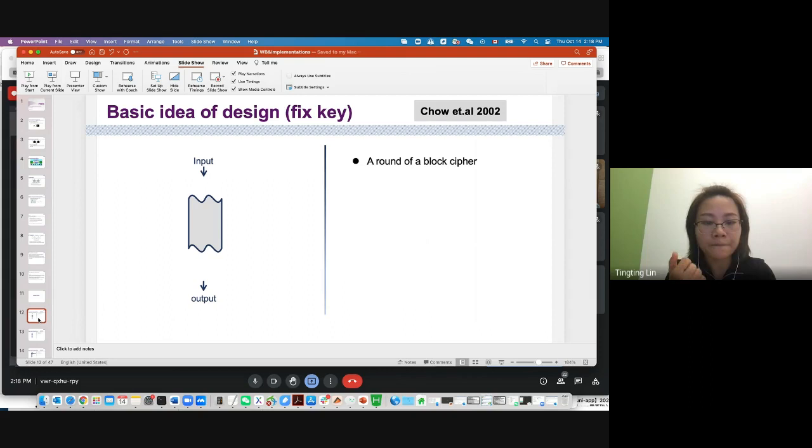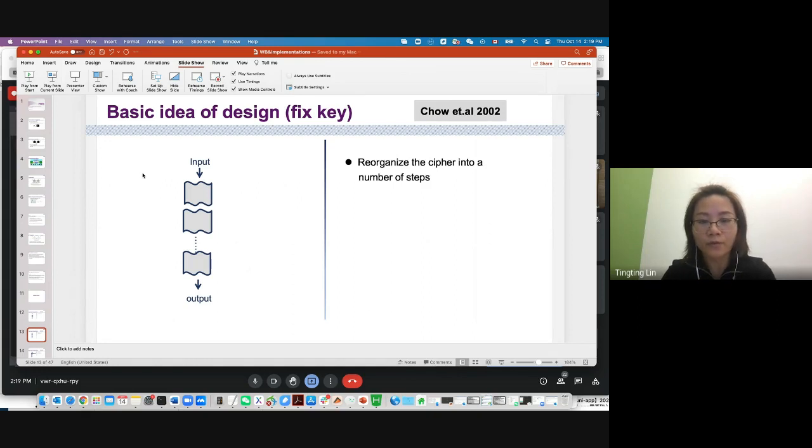Let's say this is a round of a block cipher. I use the idea of the first paper of white-box AES. It is Chow's paper. And also I want to say that one of the authors is from IDETO, this company. So IDETO is the first one to propose the idea of white-box implementation. So we say this is a round of a block cipher, and this is input and output.